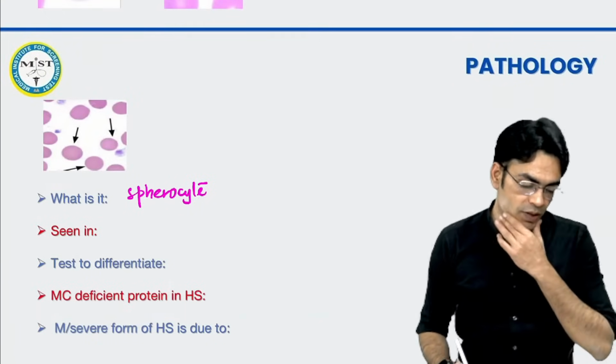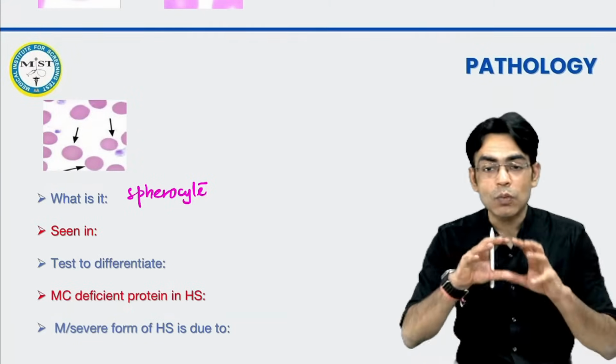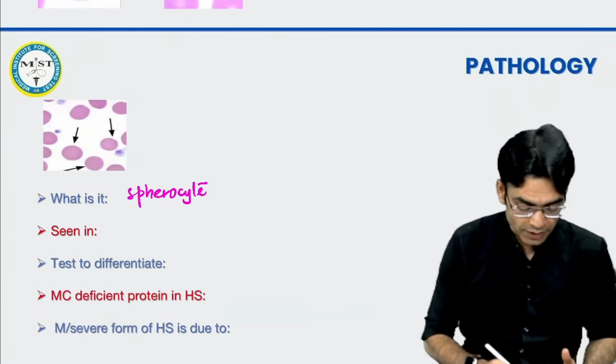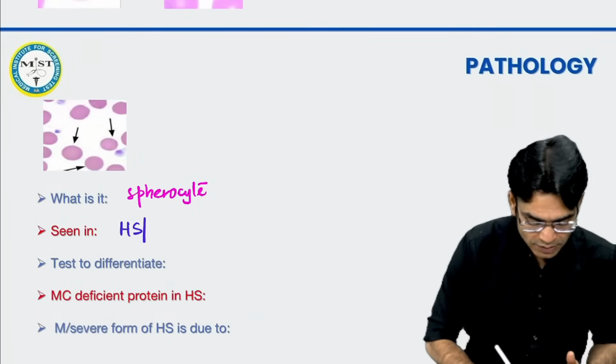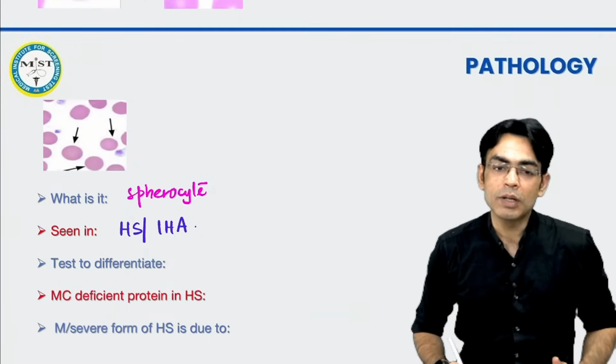Where do you see spherocyte? Yes, it is completely round, spherocyte is visible. Central one-third pallor is not there, round cell, spherocyte. You are right, it is seen in HS and it can be seen in IHA, immune hemolytic anemia.